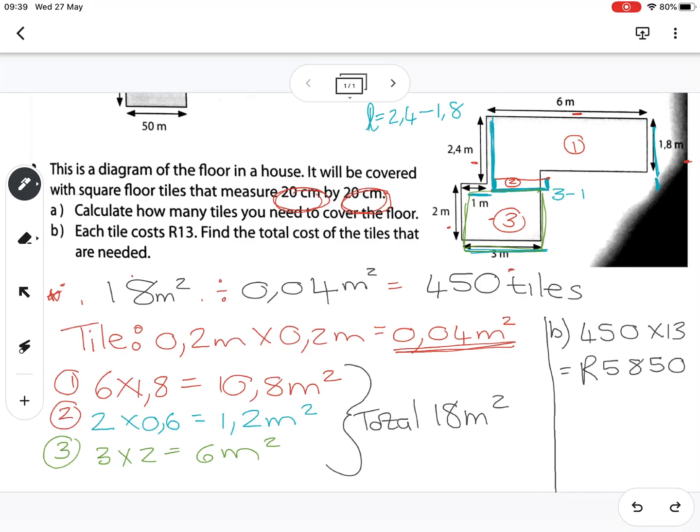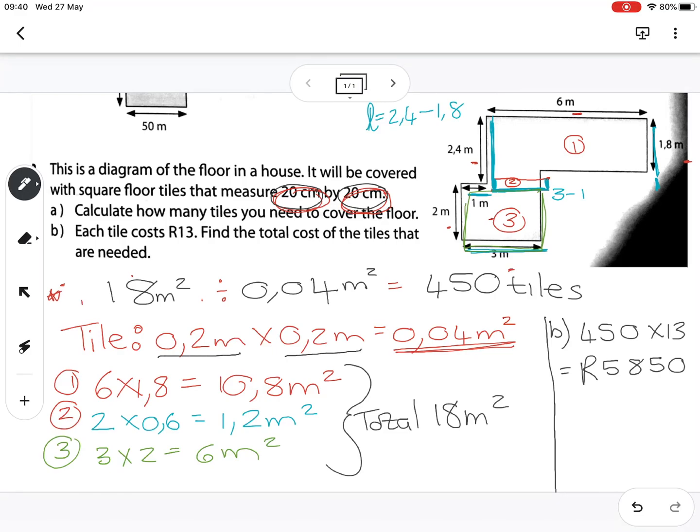Firstly, they tell us that each tile is 20 centimeters by 20 centimeters, but then the floor measurements are given in meters. So it's best to immediately get your centimeters to meters. Don't wait until the end of the sum to try and convert your square meters and your square centimeters, because that's a different ballgame that we still have to do. So for now, I've converted the 20 centimeters by 20 centimeters to 0,2 meters times 0,2 meters.